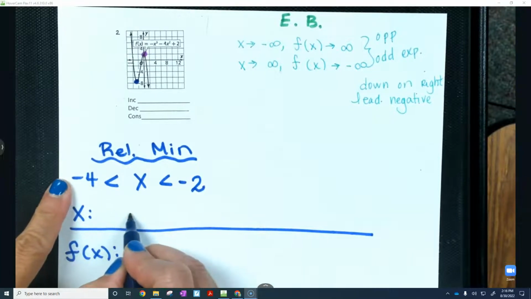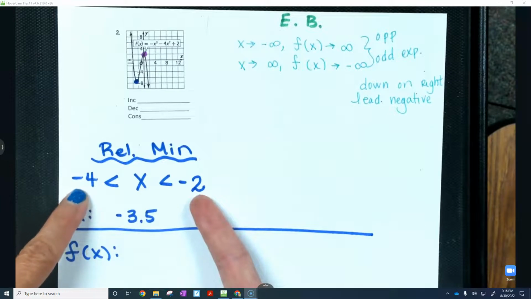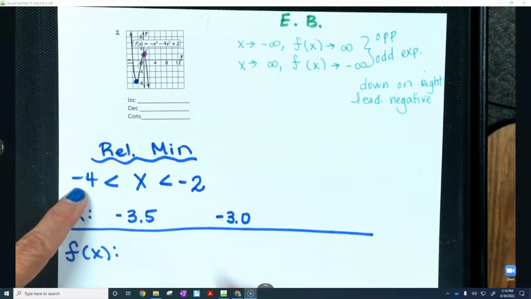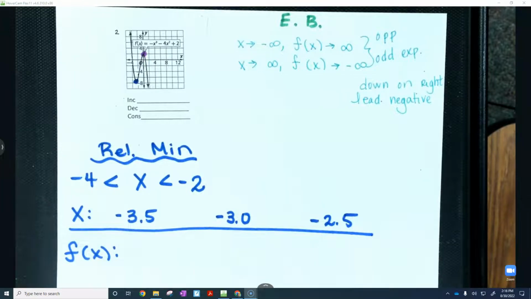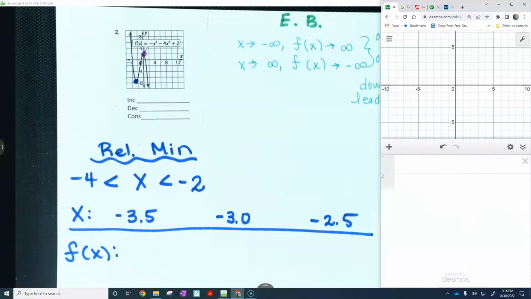So let's do -3.5. See what we get. Is that in between this range? It is. Let's look at -3.0. And let's look at -2.5. And remember, we are focusing on a minimum. So this is where Desmos comes in, and I'm totally going to trust that you guys know how to work Desmos. I'm going to plug that equation in, but every time I see the letter x, I'm going to plug in a negative 3.5.